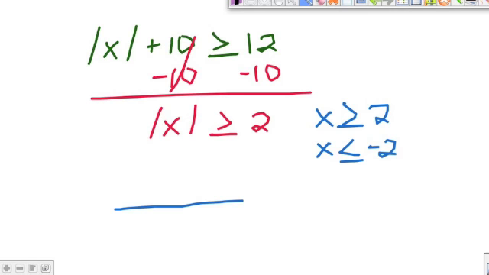Let's graph that. We need a 2, and we need a negative 2. They're both closed circles. All right, this reads that x has to be bigger than 2, but smaller than negative 2.